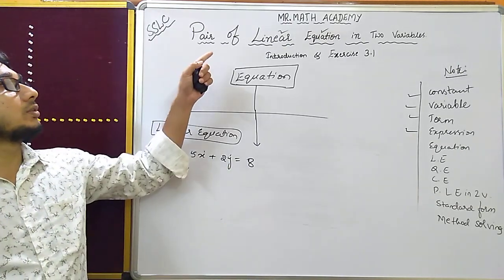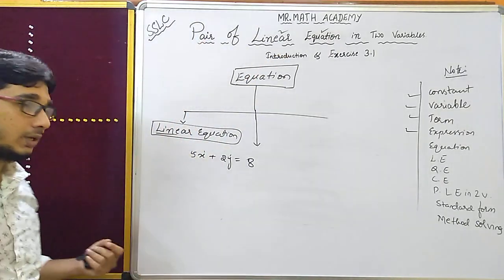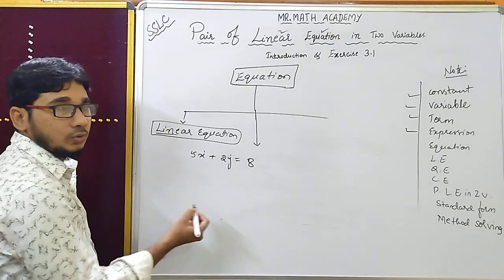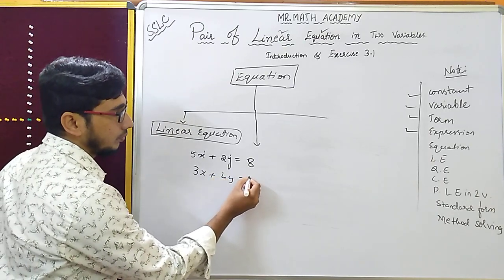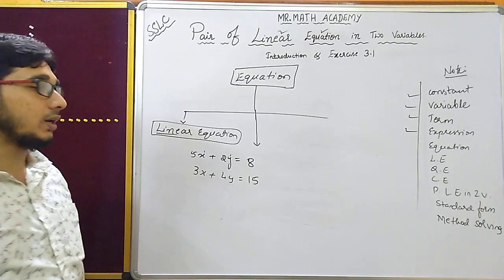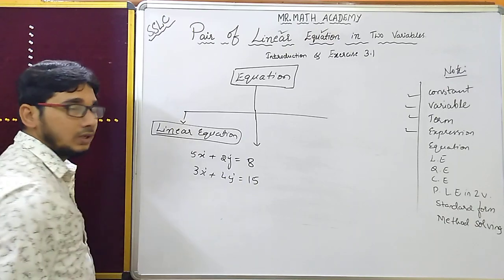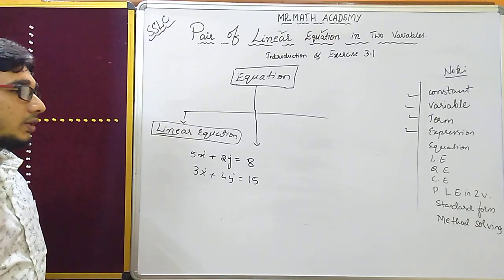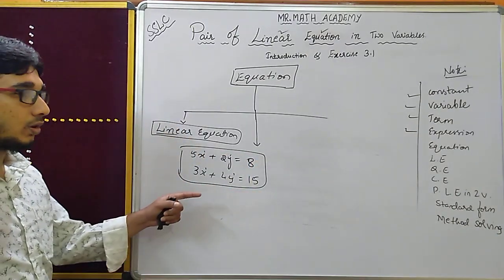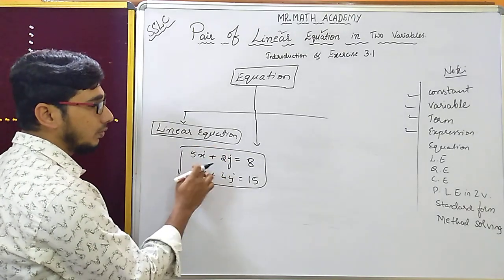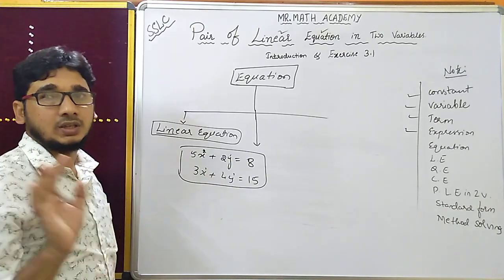Now the main thing is, the complete chapter name is pair of. Pair means 2 in number. So I'll write one more equation. 3x plus 4y is equal to 15. Anything you can write, no problem. The thing is that x, y should be there, power 1 only should be there. So this is a pair of linear equations, meaning highest power of variable is 1. If it is 2, this is not a pair of linear equations.